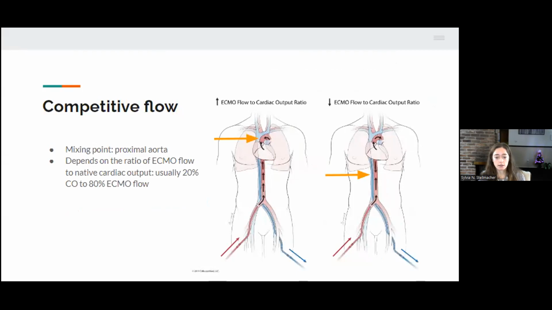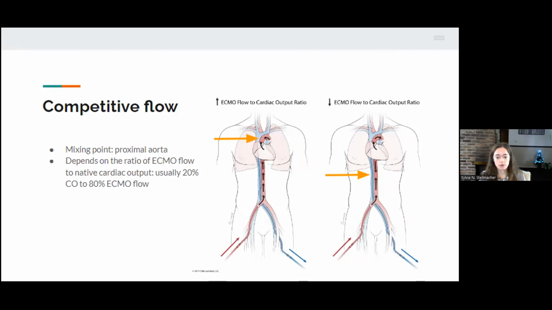Because the arterial cannula is supplying blood up the aorta, and the native heart is supplying blood also into the aorta via the aortic valve, there's a point in the body where there is a mixing point. This is usually in the proximal aorta. When we initially cannulate someone for ECMO, we usually think of the native heart, because it's in such severe shock, providing about 20% of cardiac output to the body. The ECMO circuit provides about 80% of the rest of cardiac output to the body.